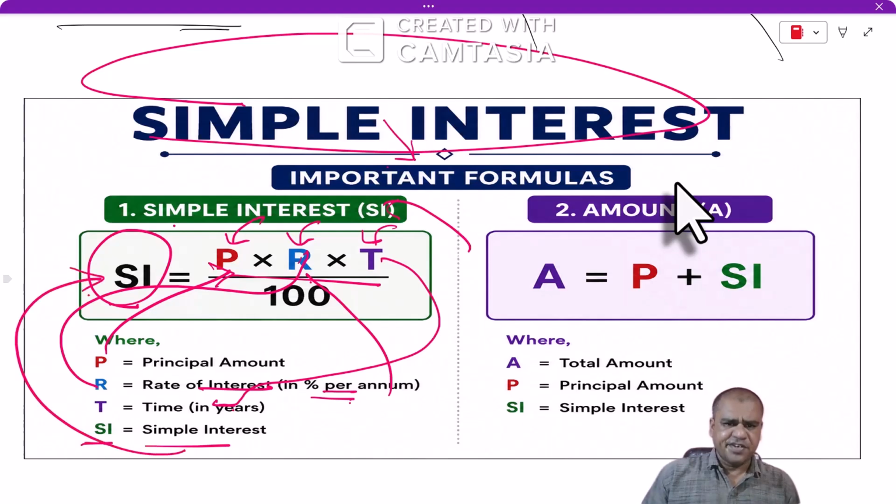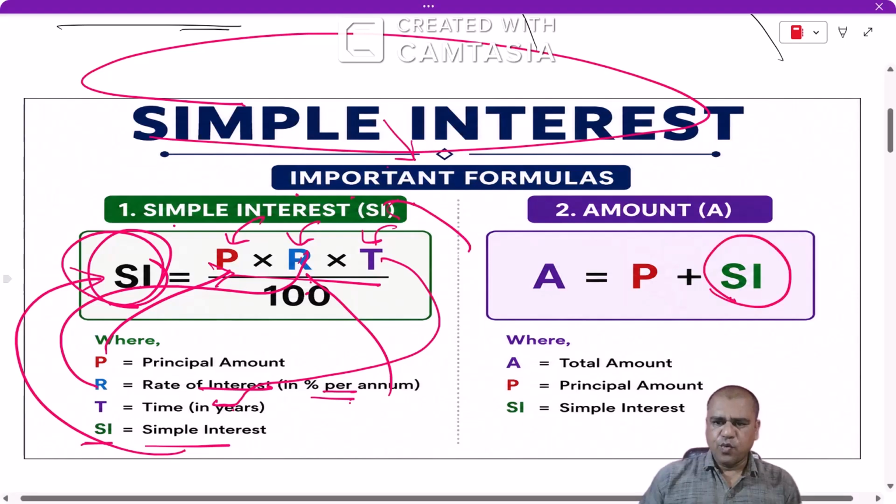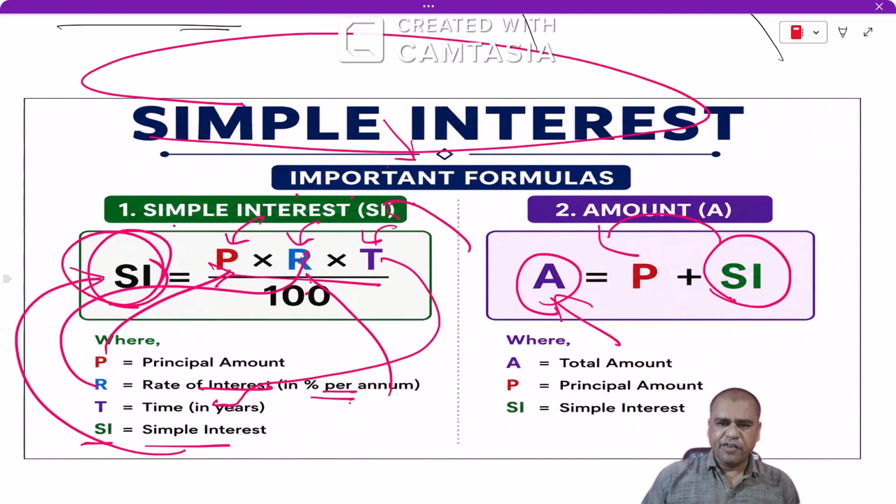SI is the calculated simple interest. If we put the values of P, R and T and divide by 100, we can easily get the value of SI. After calculating SI, we can find the amount, A equals P plus SI, where A is the amount, P is the principal and SI is the simple interest calculated by this formula.